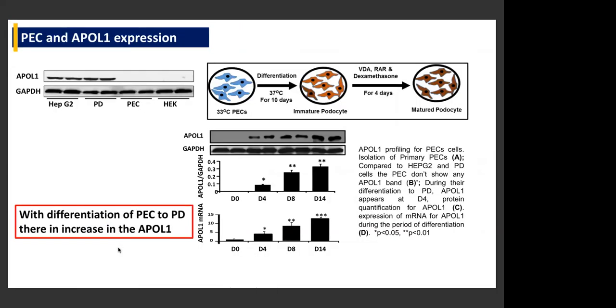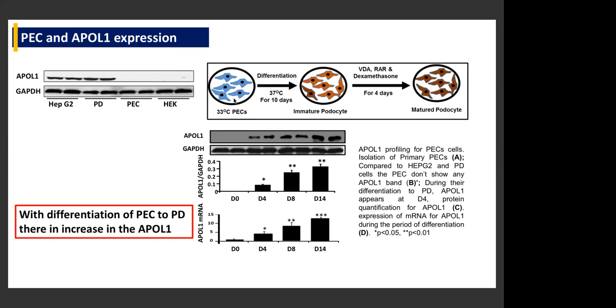So to study this APOL1 expression during the parietal epithelial differentiation, first we checked whether parietal epithelial cells really have APOL1 protein or not. So we asked those authors from Germany to send us parietal epithelial cells, and we did the Western blot, and we compared with HEK. So these are the podocytes, these are the HepG2 cells, which are derived from the liver cells. So we got the APOL1 expression in these two cell types, but in these parietal epithelial cells and human embryonic kidney cells, we did not find any APOL1 expression.